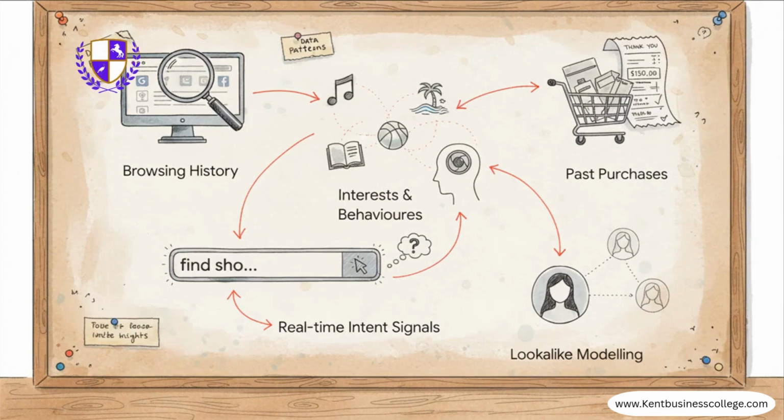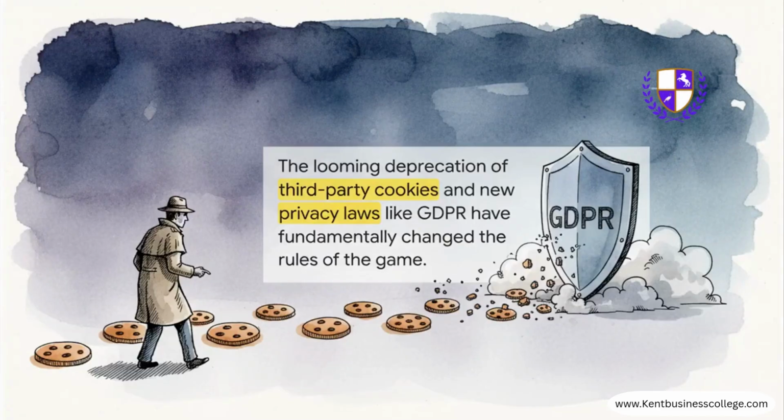So what clues is our modern detective using? Well, forget the magnifying glass. We're looking at digital footprints. We're digging into browsing history, checking out past purchases, and seeing what people are searching for right this second. We can even use some clever AI to build what we call lookalike models, basically finding brand new people who act just like your best ever customers. It's pretty smart stuff. But just when we all got a bit comfortable playing Sherlock Holmes online, the plot thickened.